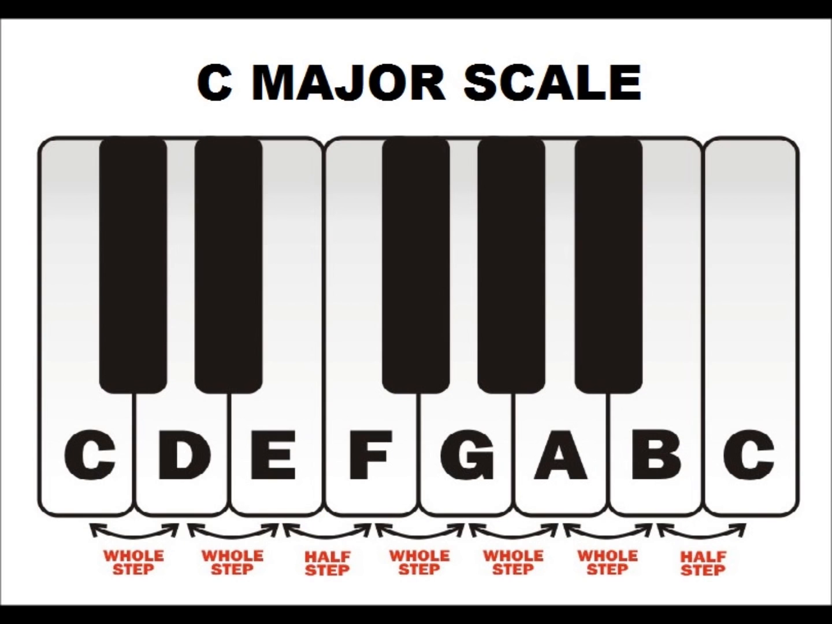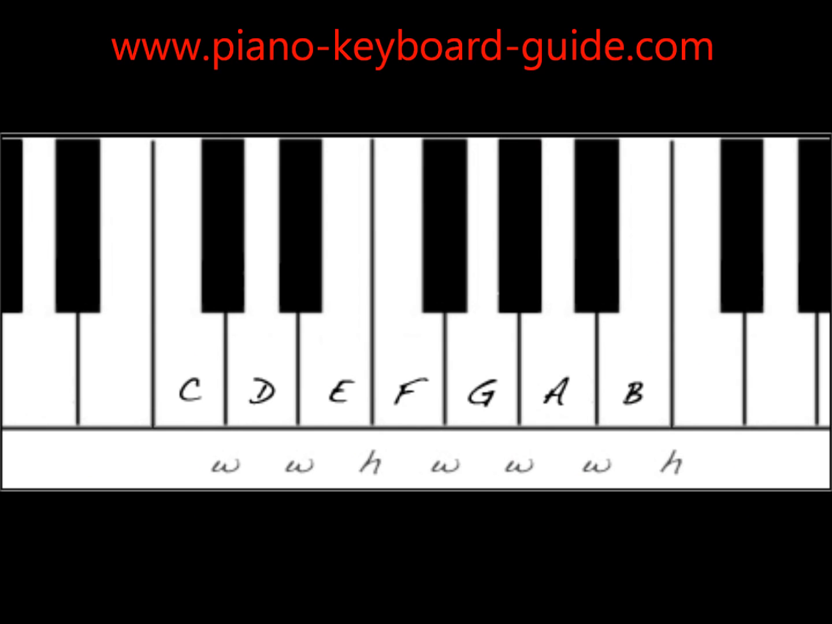Let's try this in the key of C. In the key of C, you start with the root note C, then you move 1 whole step to D, a whole step to E, a half step to F, a whole step to G, a whole step to A, a whole step to B, and lastly, a half step to C. The notes of the C major scale are C, D, E, F, G, A, B, C.